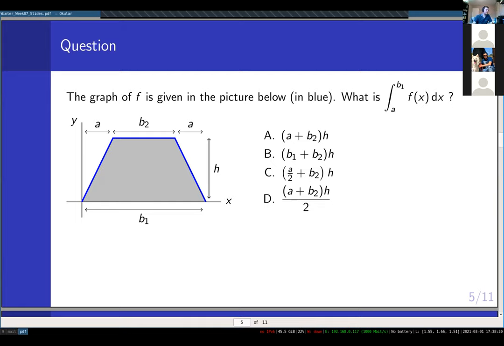So for those of you who stayed, because this is going to be our little breakout room, one thing I'd like to point out here is take a look at the bounds of integration. This says that we're going to start at A and go to B1. So we're not actually computing the area of this entire trapezoid. We're starting the computation right here, at A. So we're really only looking at the area to the right of this.